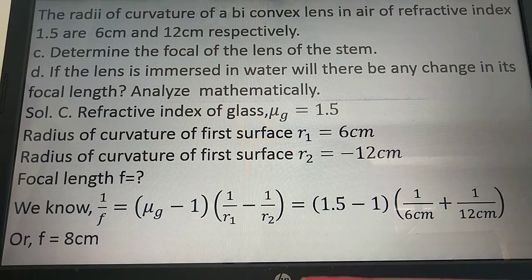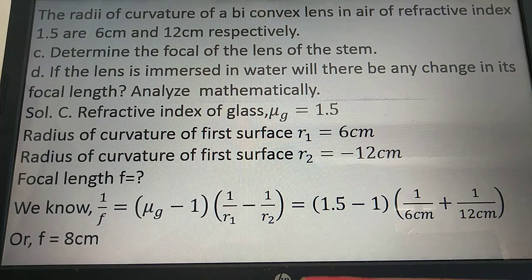Let us solve a mathematical problem. The radii of curvature of a biconvex lens in air of refractive index 1.5 are 6 cm and 12 cm respectively. Question C: Determine the focal length of the lens. Question D: If the lens is immersed in water, will there be any change in its focal length? Analyze mathematically. Solution. Part C.